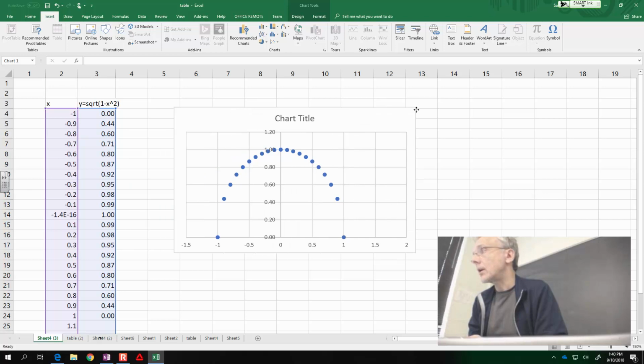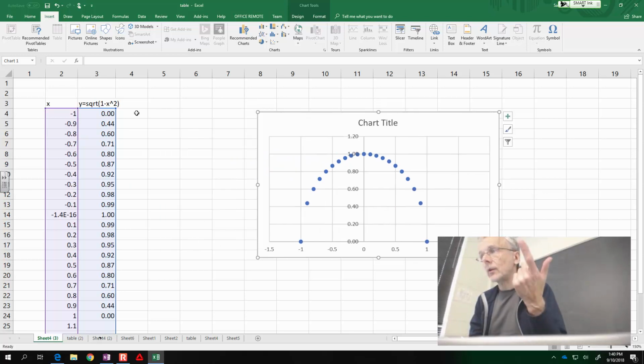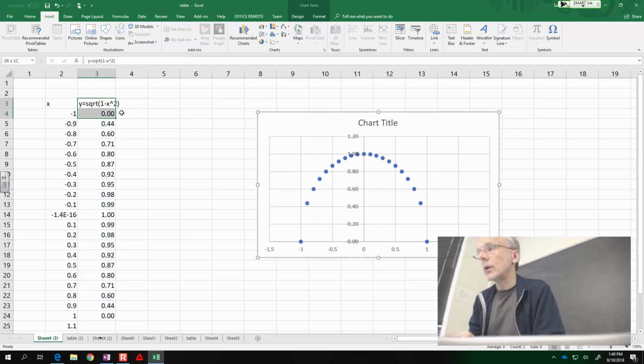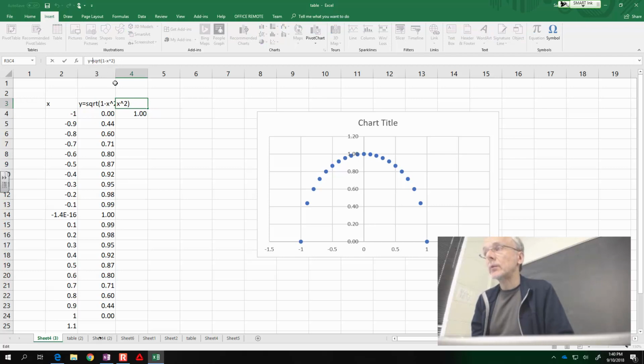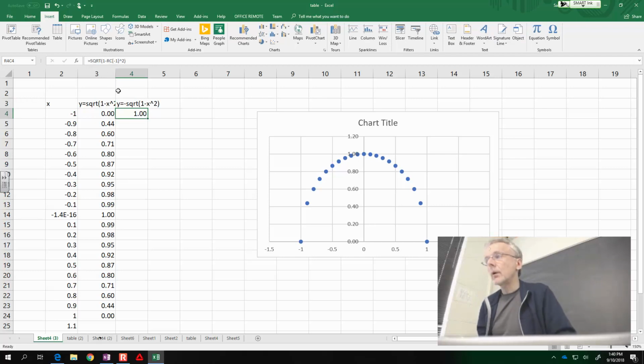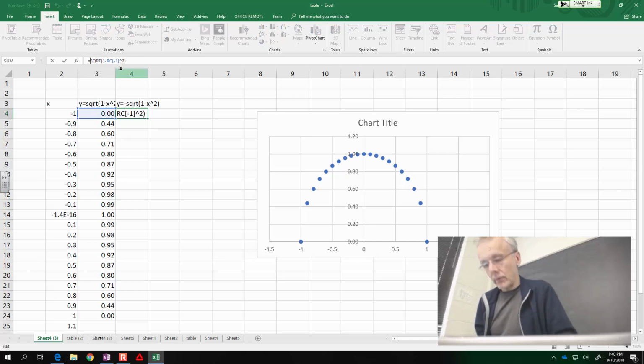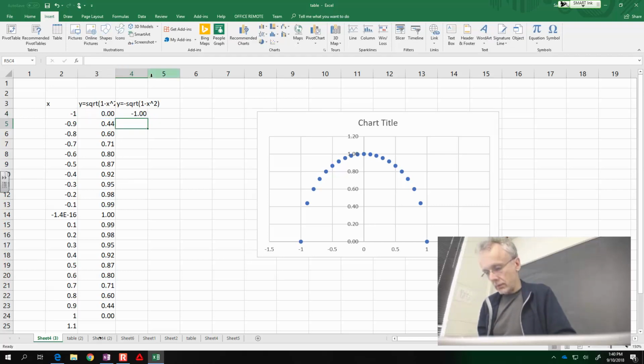Let's do the second one. Remember, this one will be minus. The same thing, but with a minus. Okay? And then I'll be plotting the second one. So, plus or minus. Okay? I spread it down.